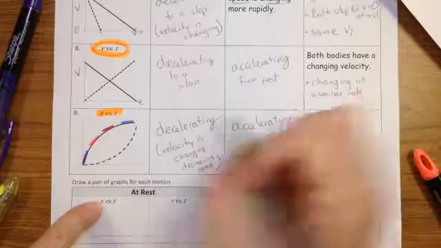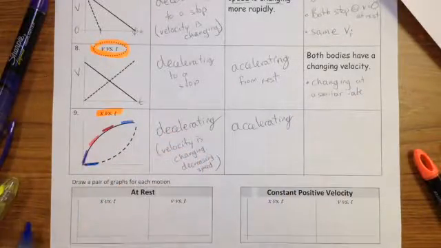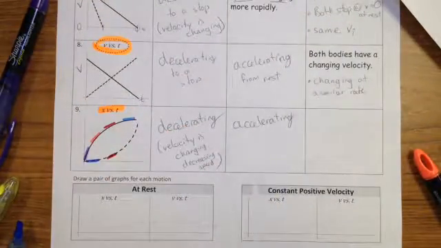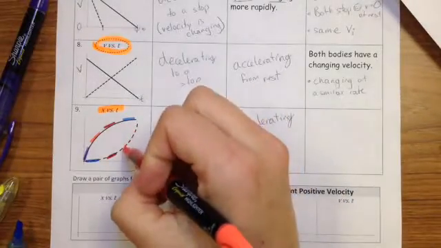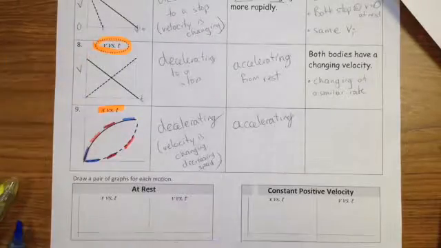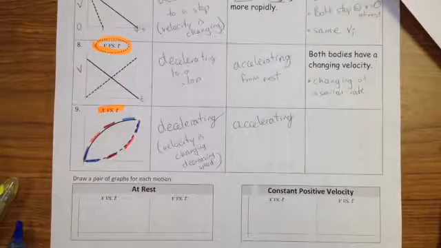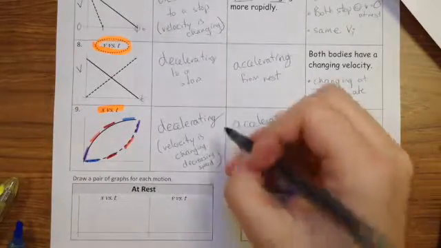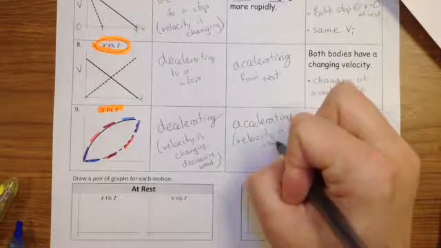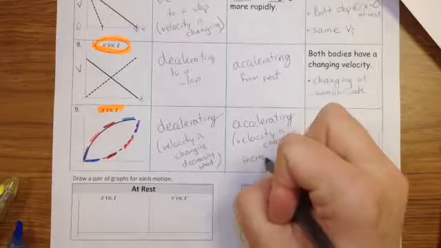Accelerating. So right here, a little bit of slope. It starts off slow, and then it's a little bit steeper, so it's going a little bit faster. And then a slightly steeper slope, so it's going even faster. And then a really steep slope. It's going super fast. So what's happening there? Accelerating. The velocity is changing, specifically increasing speed.